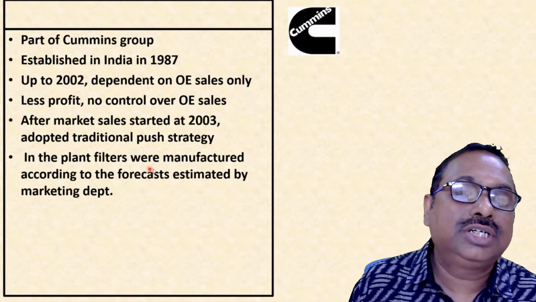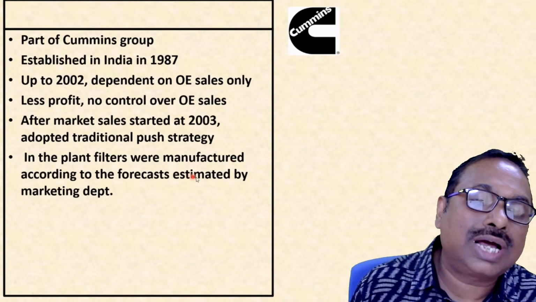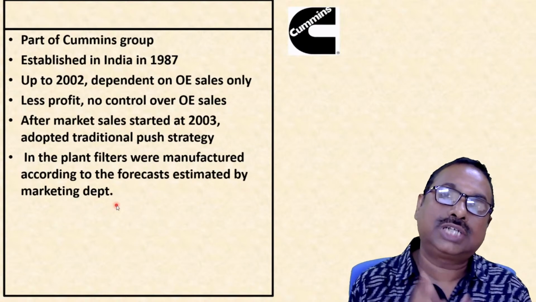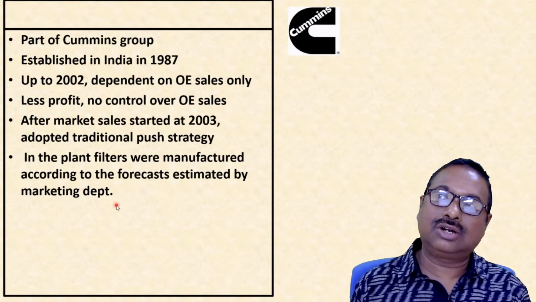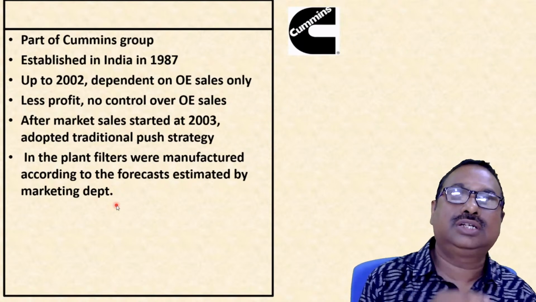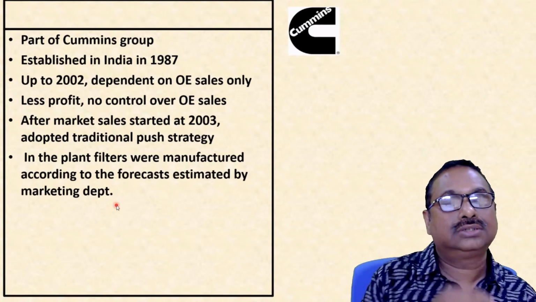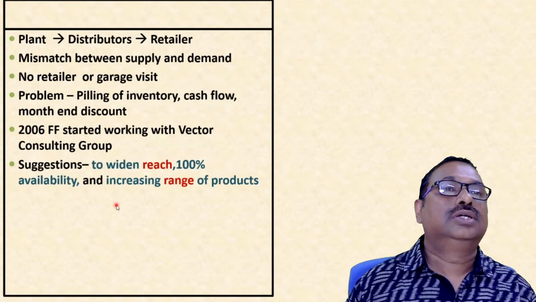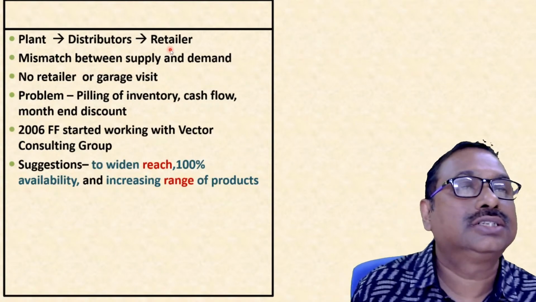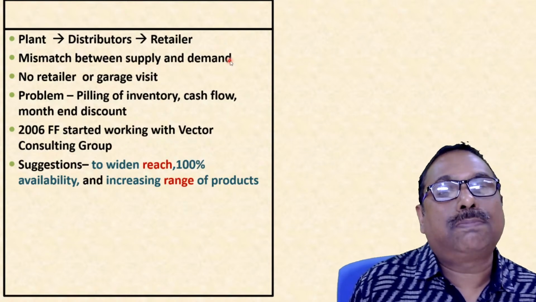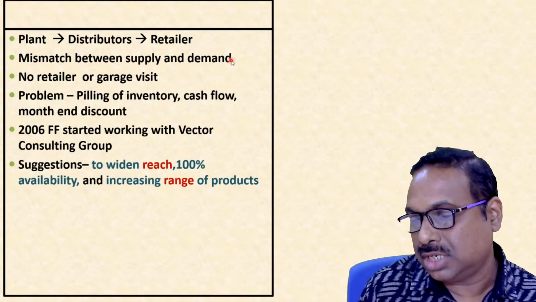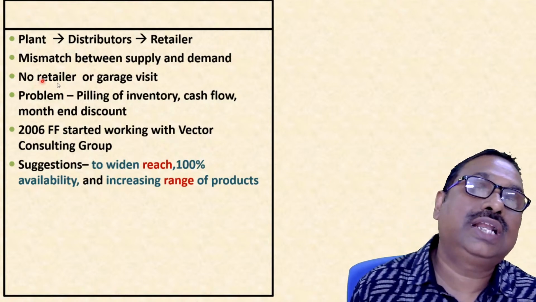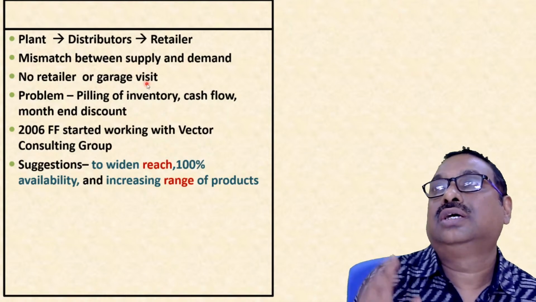In the plant, filters were manufactured according to the forecast estimated by the marketing department. So this is your pure push strategy. The marketing department, according to the forecast, gives it to the plant, and the plant used to manufacture. So this is the plant, distributors, retailers. There is a mismatch between supply and demand, because as we have studied in forecasting, there is always an error. And there was no retailer or garage visit by the salespersons.